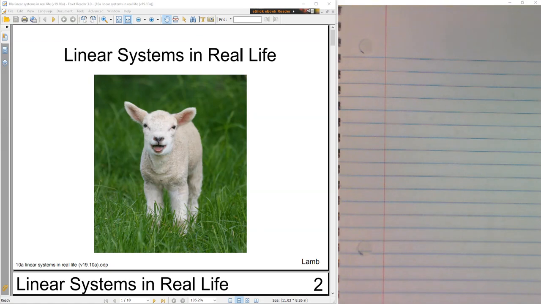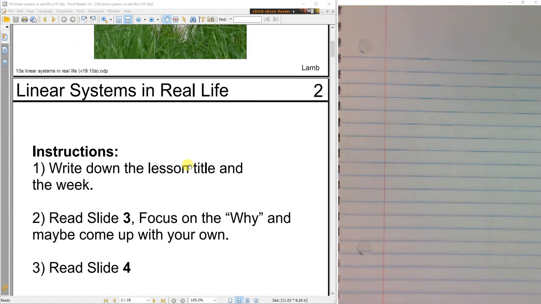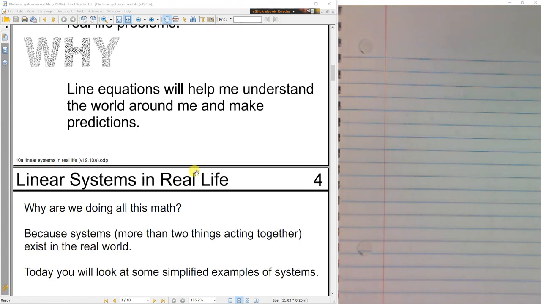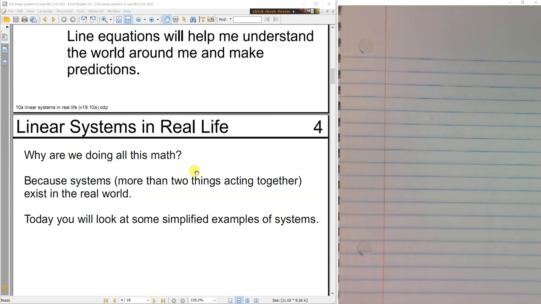So let's get going here with some notes. Our learning goal: I can use linear systems to solve real life problems. Why? Linear equations will help me understand the world around me and make predictions. Why are we doing all this math? Because systems, more than two things acting together, exist in the real world. And today you're going to look at some simplified examples of systems in the real world.